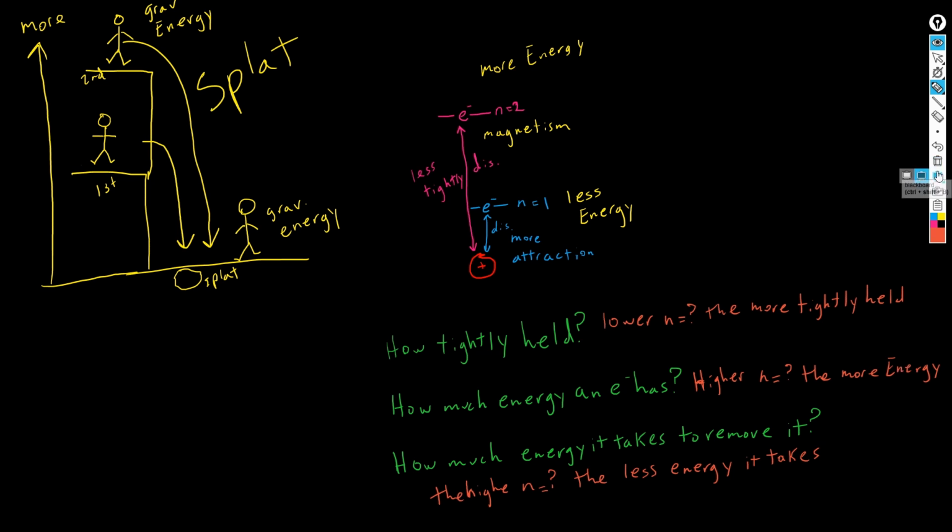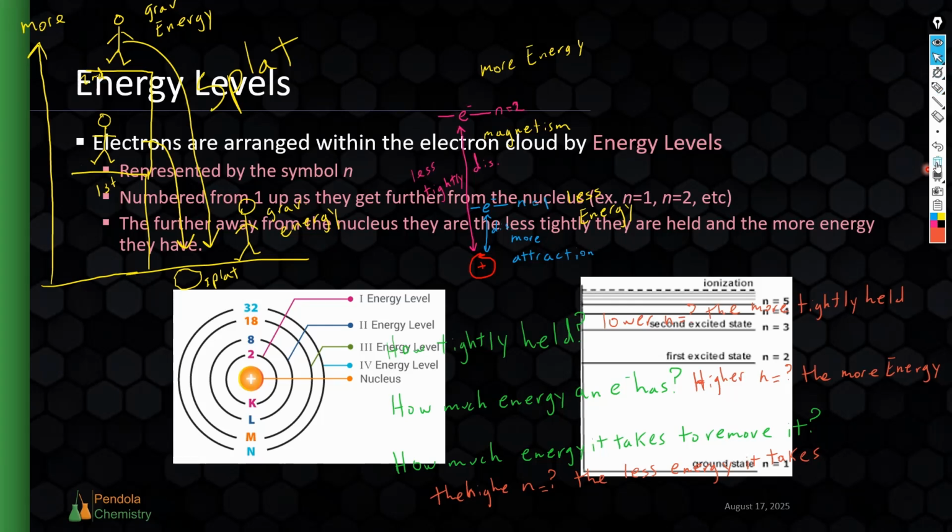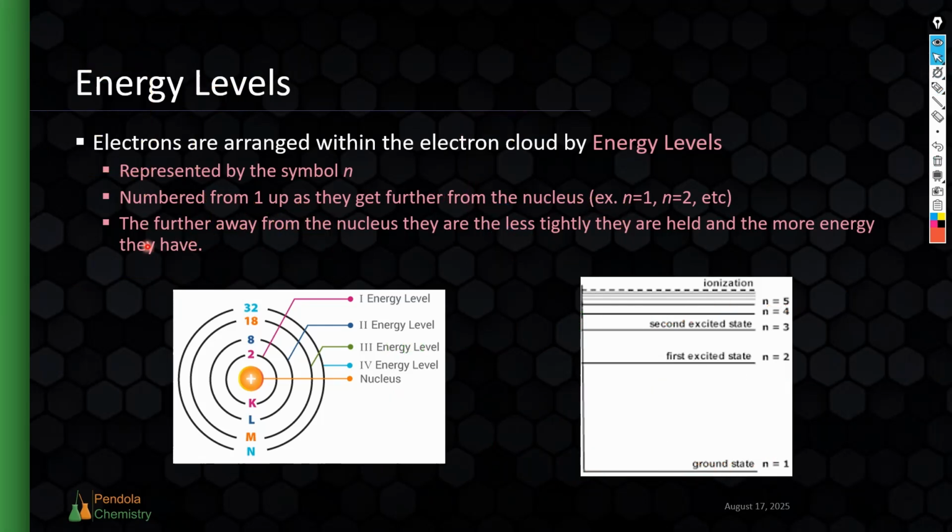The higher the energy level, the more energy that electron will have. All right, so let me go back to the PowerPoint. So again, the farther away from the nucleus they are, the less tightly they are held, but the more energy they have. And we can represent those again as a circular diagram or as a horizontal line diagram.